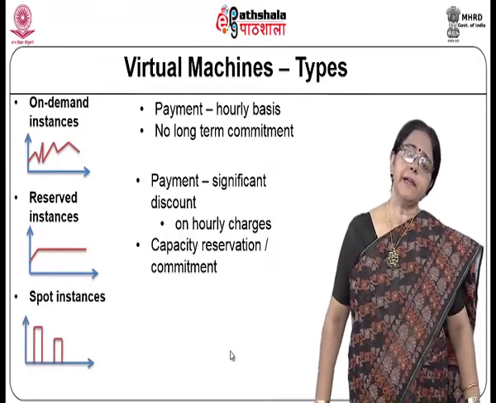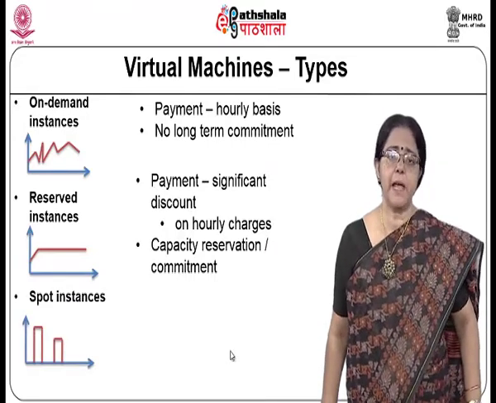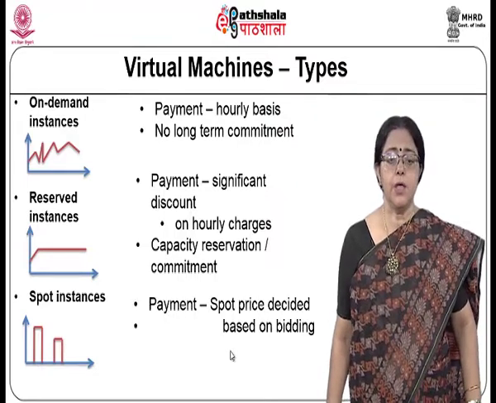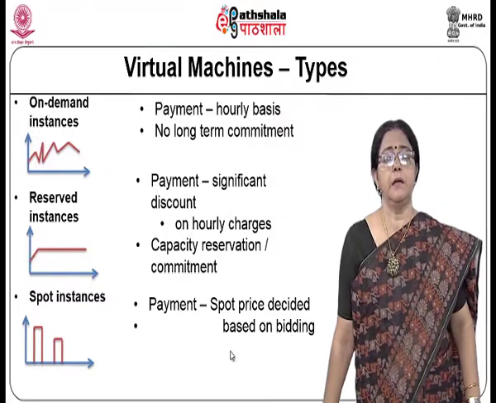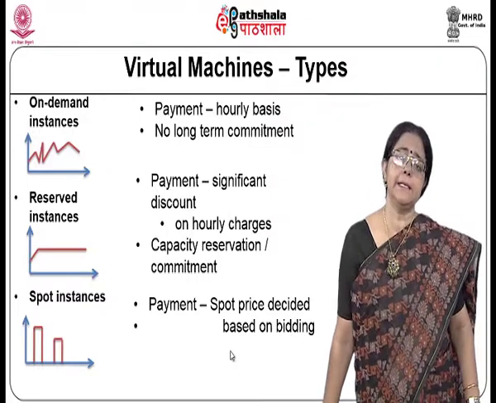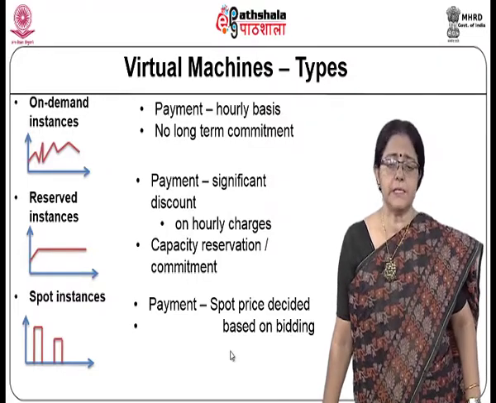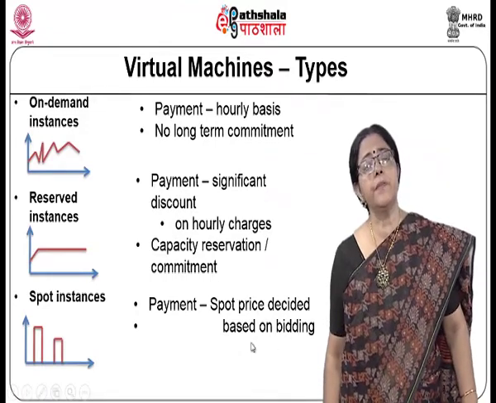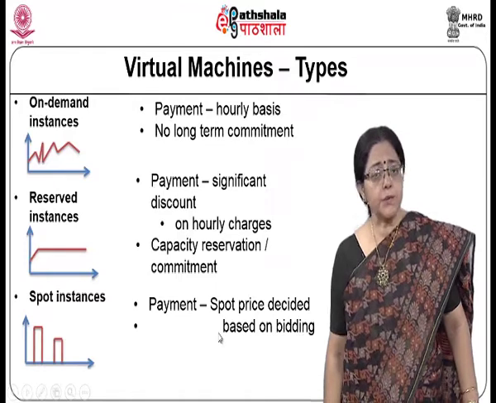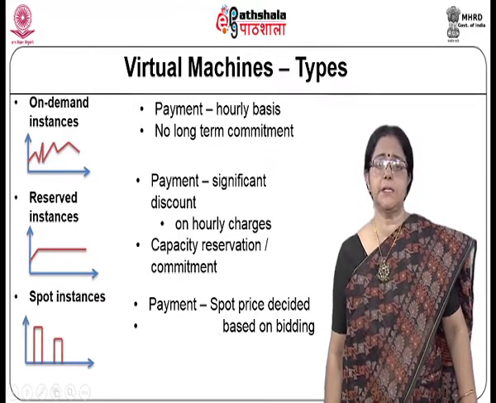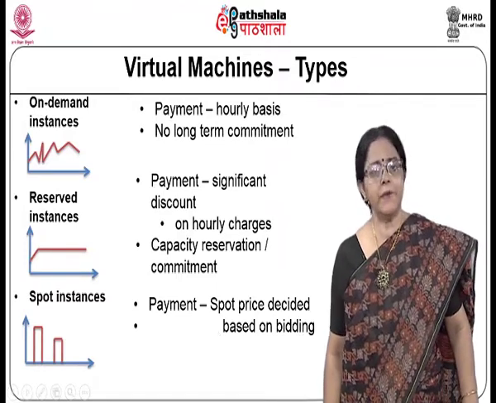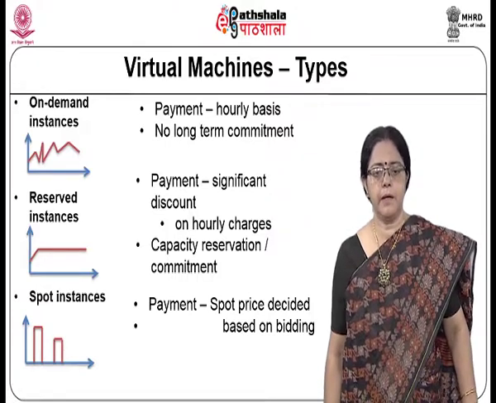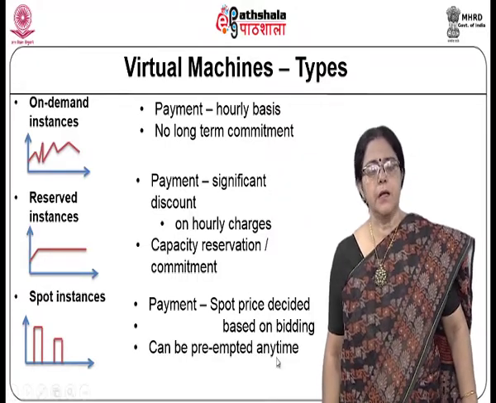And the third variety, which has been introduced by Amazon some time back, is called spot instances, which will be significantly less costly for the users, but it will be based on the availability. So, there is no guarantee that the spot instance will be available. If a spot instance is available, the user can take it and use it.